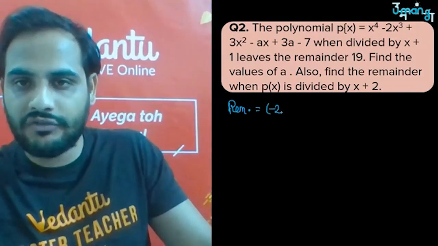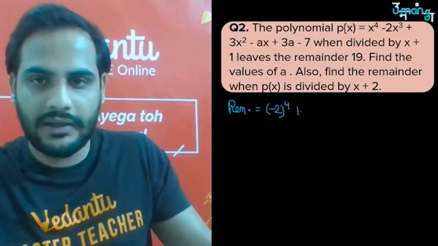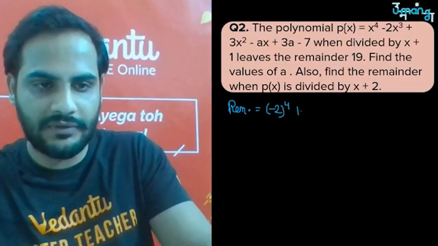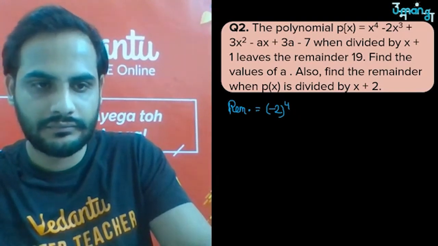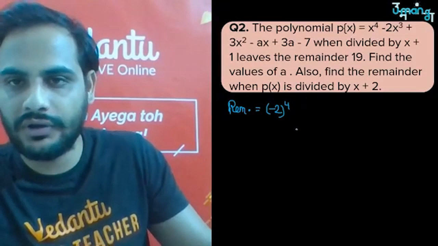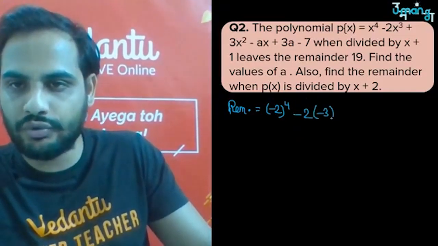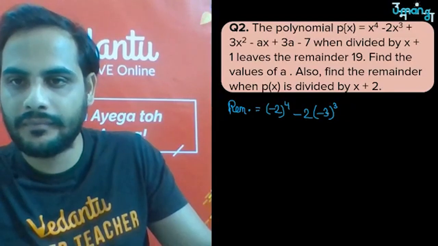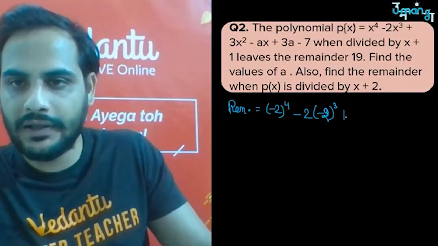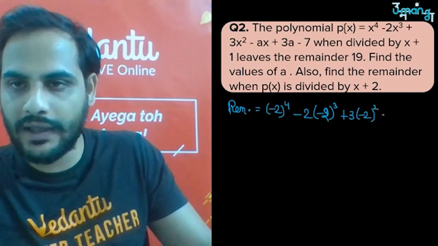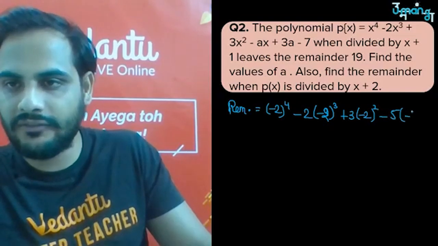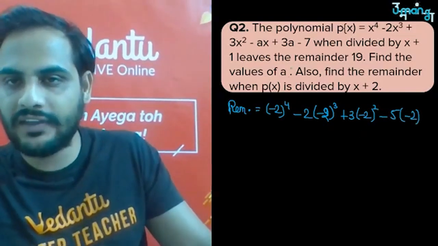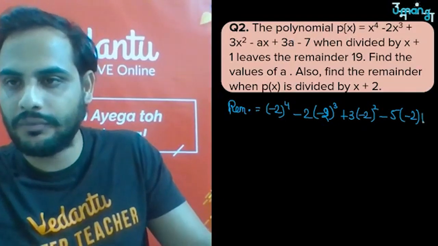So you'll be getting minus 2 raised to the power 4, minus 2 into minus 2 cube, plus 3 into minus 2 square, minus 5x, it was there, a was equal to 5, so minus 5 into minus 2, plus 8, since 3a minus 7 was equal to 8, so plus 8.